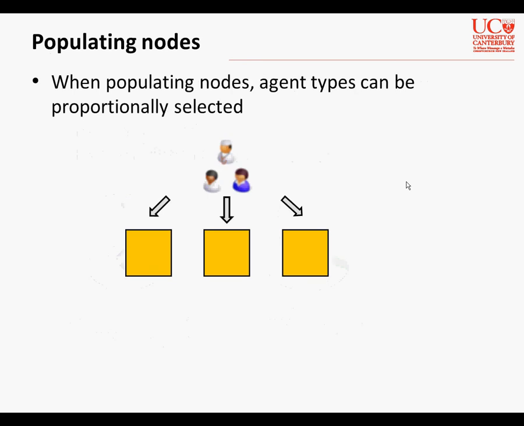And when populating nodes, agent types can be proportionally selected. So for our hospital example, we might want 60% of the occupants to be patients, 30% visitors, and 10% staff.